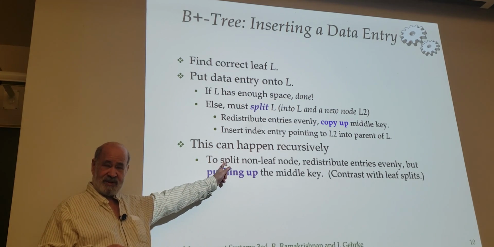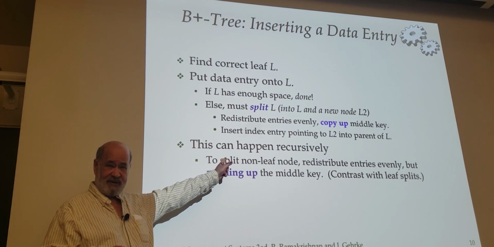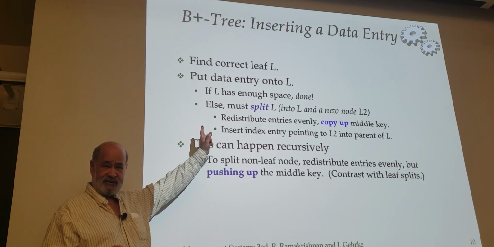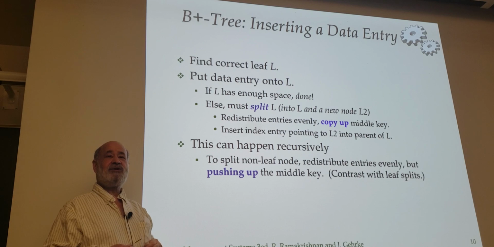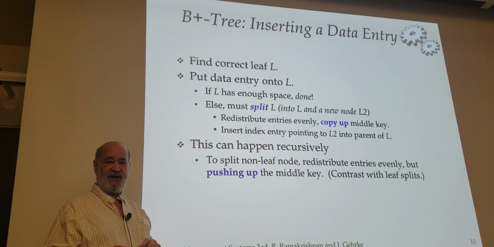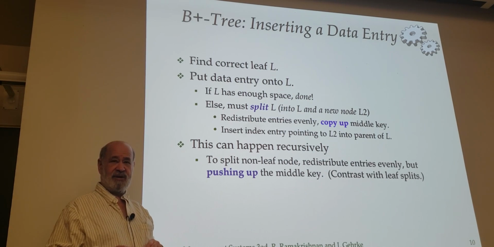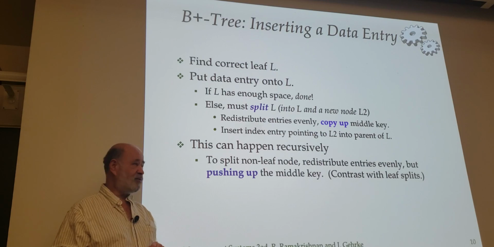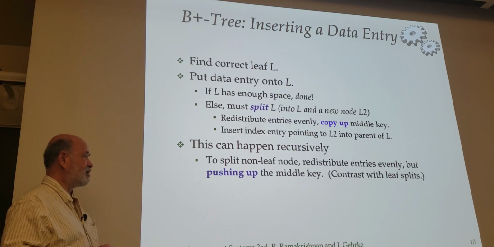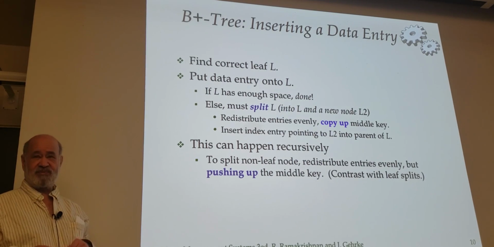When you end up pushing up problems from a parent to a higher level parent, to a non-leaf that's above it, you don't copy, you push the value up the tree. Because it only has to be a traffic cop once. It doesn't have to be a traffic cop twice. It only has to be right. We'll see how this works. So this is a push, and that's a copy.